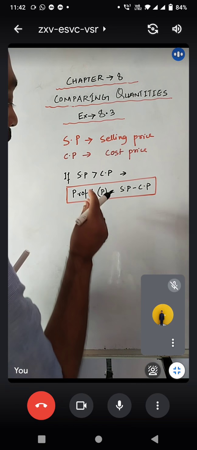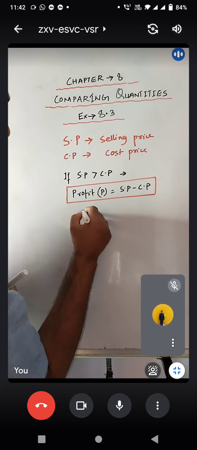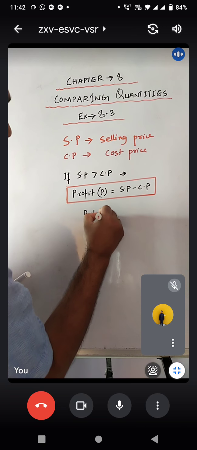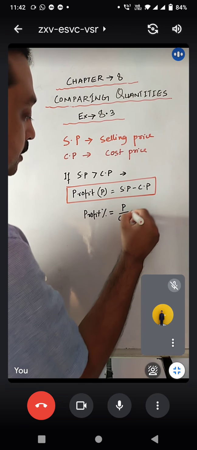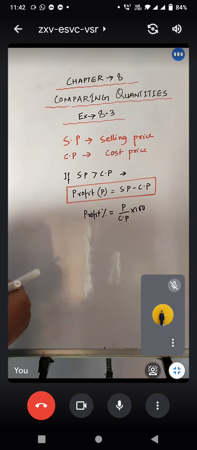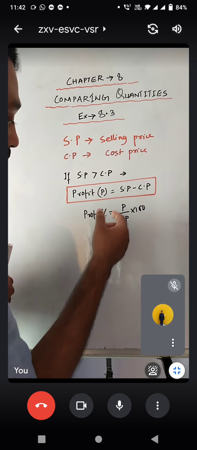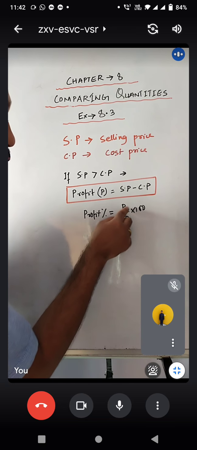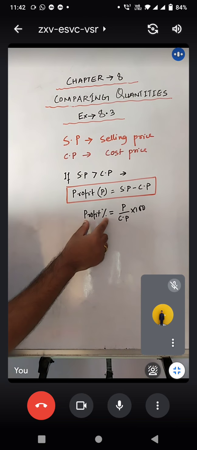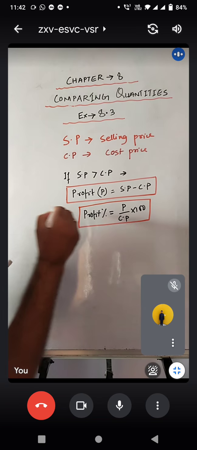Once you have taken out the value of profit, you can find out another value, that is profit percent. What is the formula of profit percent? Profit by CP into 100. Always remember, profit percent can only be found when you are making a profit, because in the formula we have profit by CP into 100. Unless you know the profit, you won't be able to find the profit percent. So these are the two very important formulas.